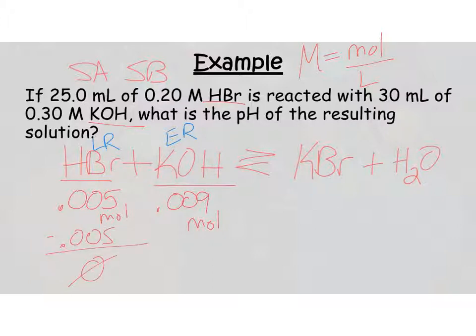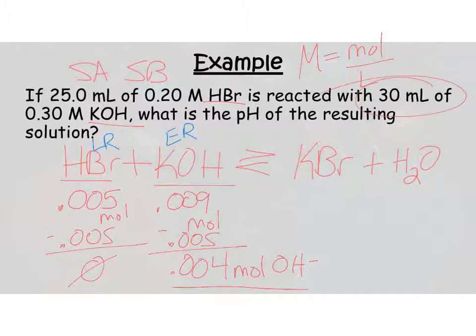It's all going to be converted to our salt and our water, which means that we're going to have this many moles of OH excess. Now, that's my moles of excess OH. Now I need to get my new volume. So I've got 30 mL and 25 mL. That's 55 mL, so 0.055 liters. Okay, and then I'm going to divide, and I get 0.0727 is my new concentration of my OH minus.